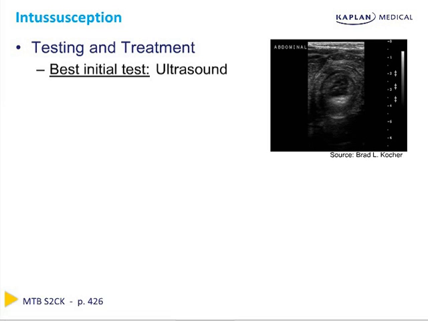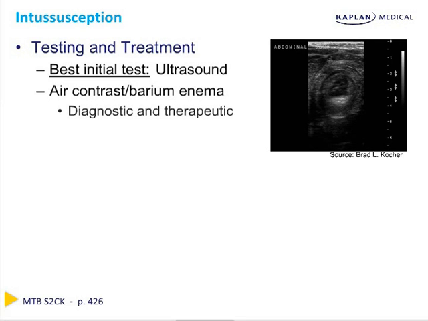This is a picture to give you an idea of what the donut sign looks like in intussusception. You've got a piece of bowel right on the inside surrounded by intestinal fat, which is the black, and then you've got more bowel and more intestinal fat, giving you these rings, giving you a clear donut sign, classic of intussusception.